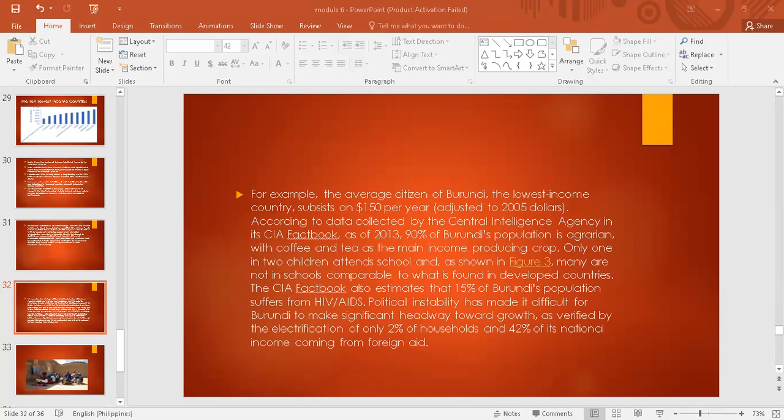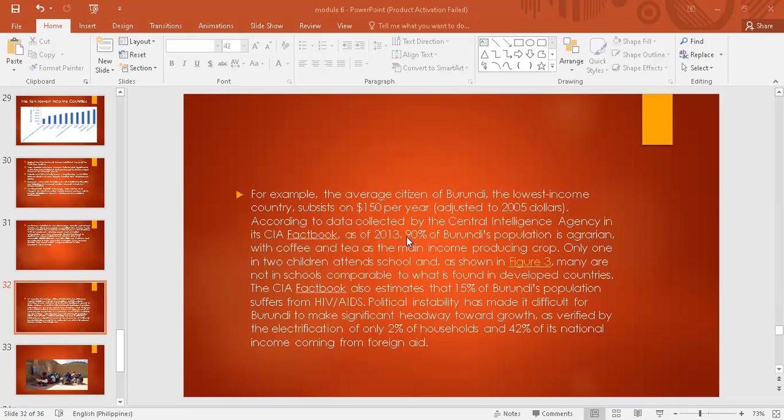$150 times 0.50 in the Philippines. 7,500 lang. 7,500 lang ang annual na kinikita ng mga nakatira sa Burundi. That's in 2005. Okay? According to the CIA, noong 2013 daw, 90% of Burundi's population ay naka-base agrarian. Ang main na crops nila ay coffee and tea.